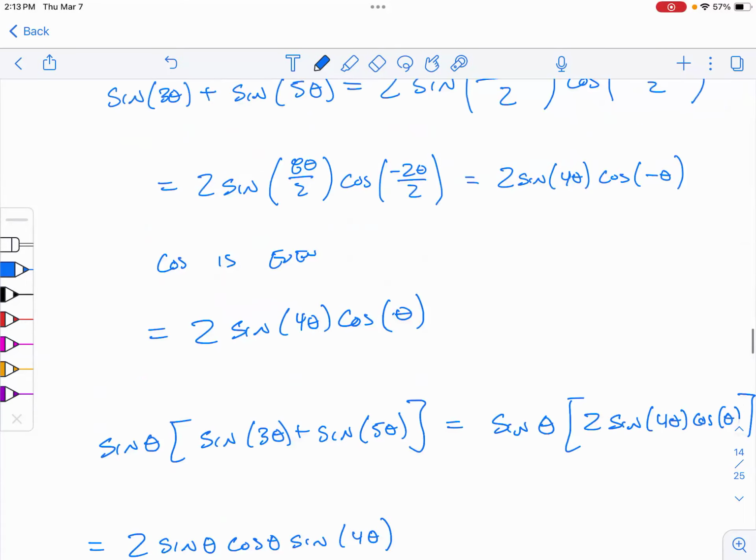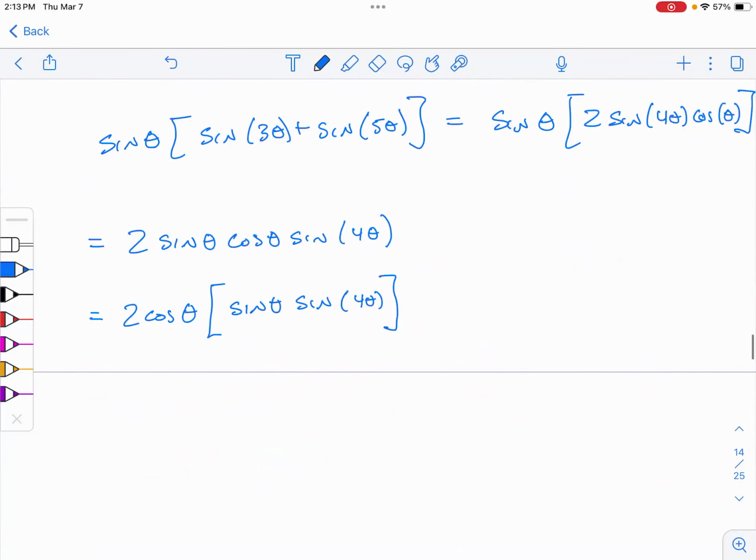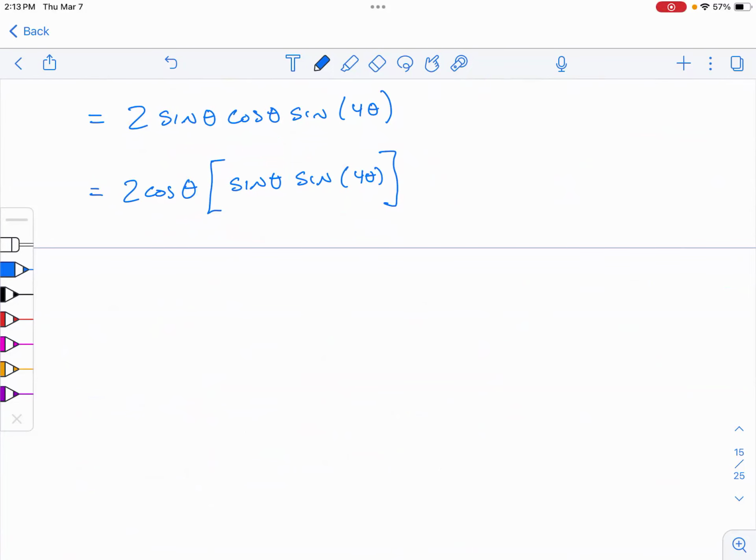All right, so looking at where we were going again. I have a cosine theta, so I do need that. But then look at cosine 3 theta minus cosine of 5 theta. So if that's where I'm going, and this is what I currently have, what springs to mind? Product to sum, the other way. I have a product, now I need a sum.